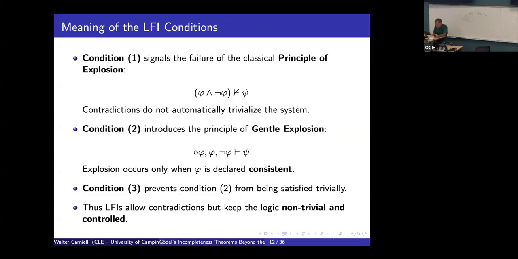So condition one, as I said in the previous slide, means the failure of the classical principle of explosion. Condition two, when I add this consistency sign here, means I get something I call gentle explosion. It's a kind of wider explosion, in a sense. And then condition three prevents these symbols from being satisfied trivially, right? So LFIs allow contradictions, in a sense, just to sum up, but keep the logic non-trivial and controlled.